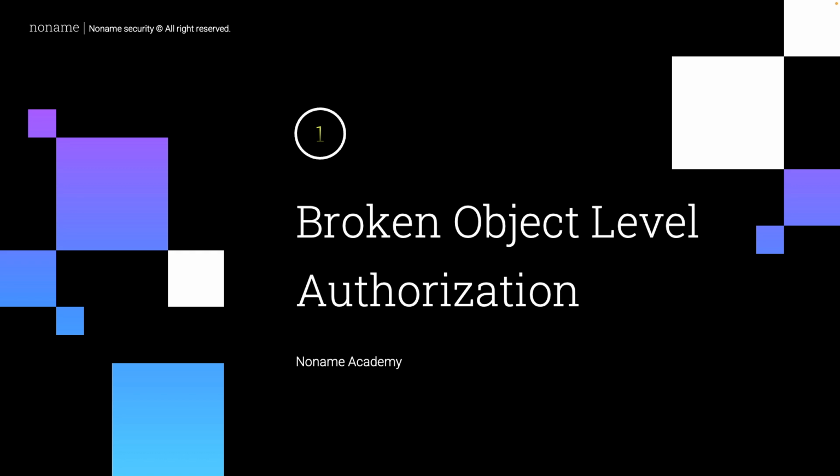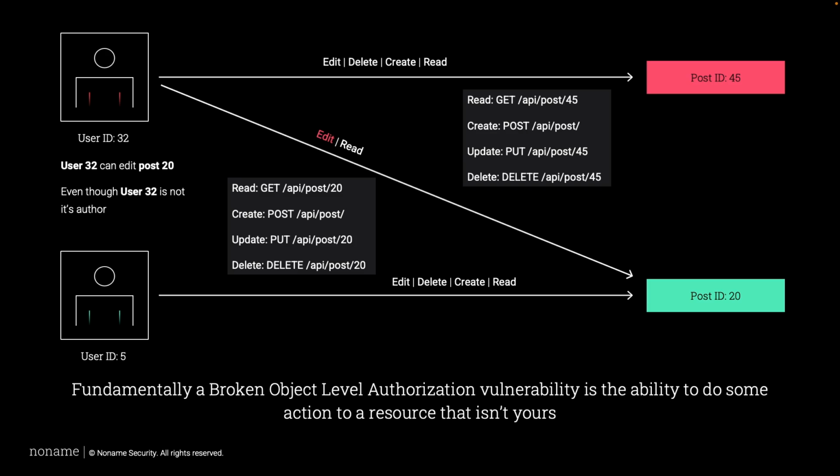So on this level, we're talking about the object, so the individual resource level. It's also probably one of the most common security flaws in APIs, so it's one of the ones where if you do nothing else, remember this one. So what exactly is a BOLA vulnerability? Fundamentally, a BOLA vulnerability is the ability to do some action to a resource that isn't yours.